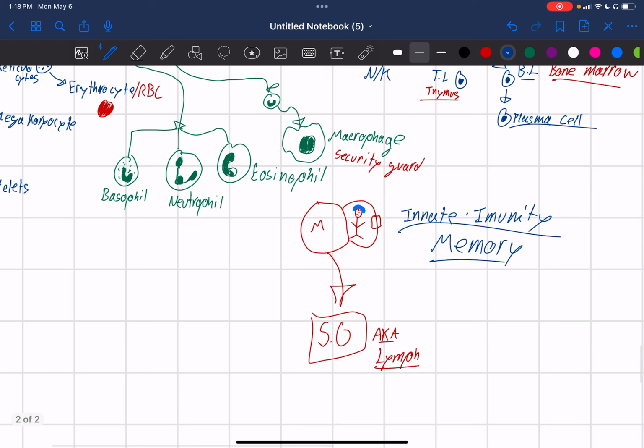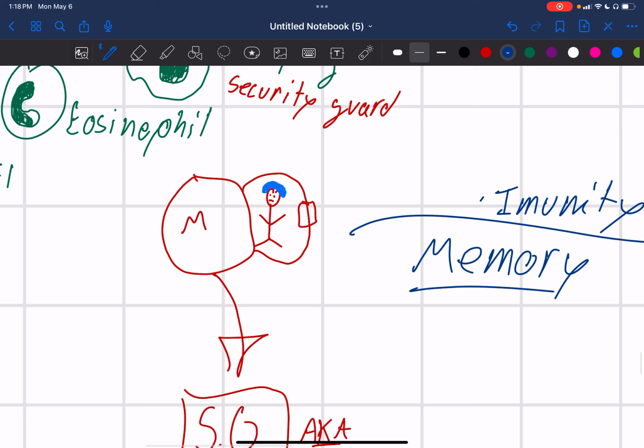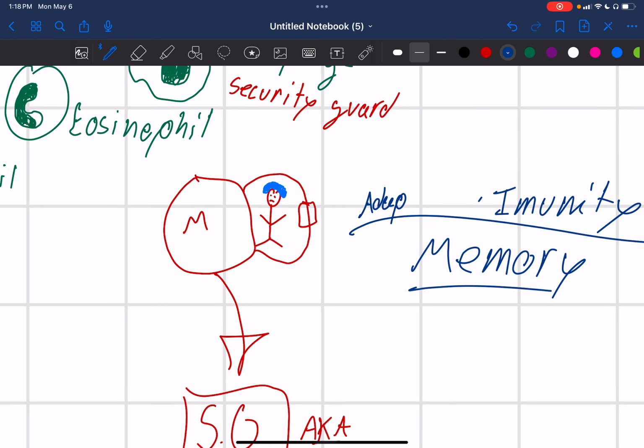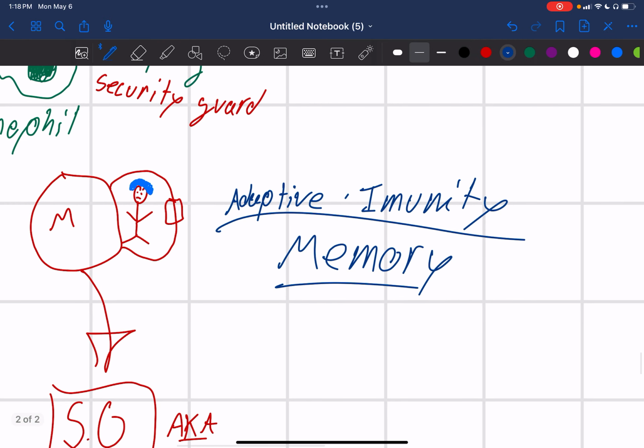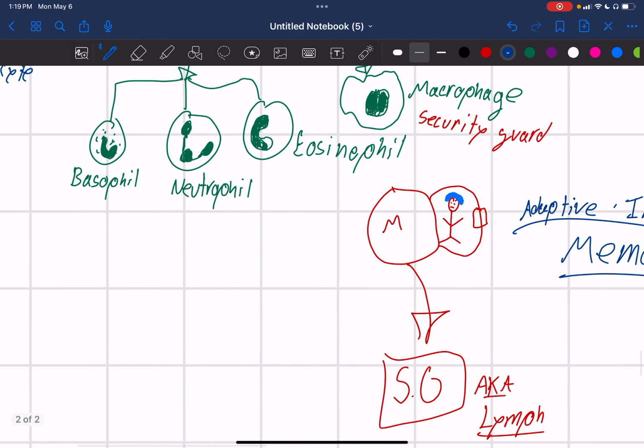Oh, my bad. I am actually very wrong. It is adaptive immunity. Adaptive immunity is whenever you adapt to something, right? You see something more than once, you build that immunologic memory, and you have a much quicker response to something that is bad, so you don't get sick as quickly.